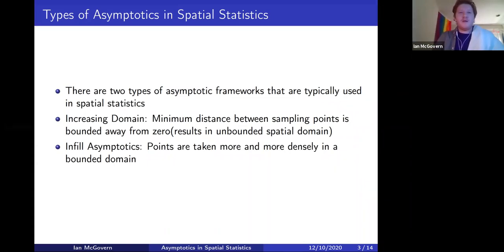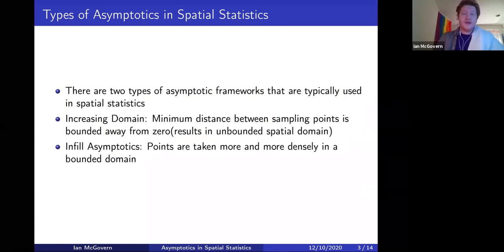The other type would be called infill asymptotics. That would mean that points are taken more and more densely in a bounded domain, so you can't go anywhere. From what I read, it seems like you use one or the other depending on the problem you're looking at. So if your problem lends itself to infill asymptotics, you might want to go there. And if it lends itself to increasing domain, you might want to look at that for analyzing your estimators.